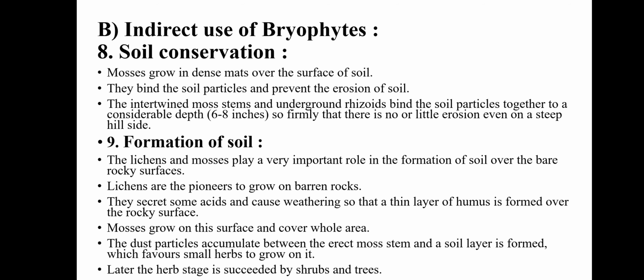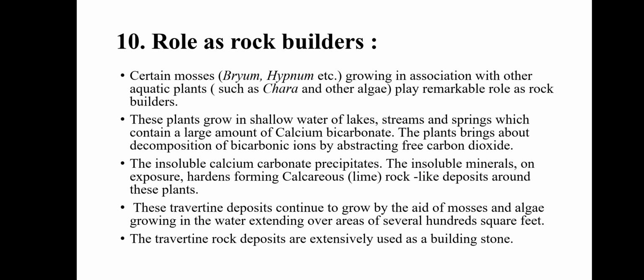The dust particles accumulate between erect moss stems and a soil layer is formed, which favors small herbs to grow on it. Later, the herb stage is succeeded by shrubs and trees. Then, role as rock builder. Certain moss growing in association with other aquatic plants play a remarkable role as rock builder. So bryophyta have a role in rock building.